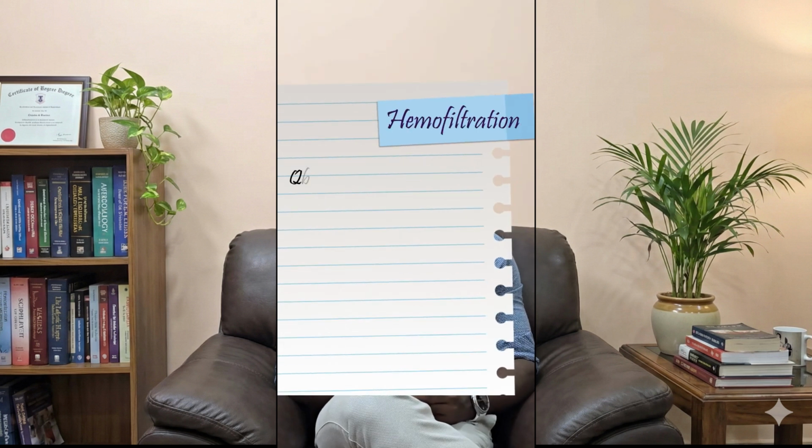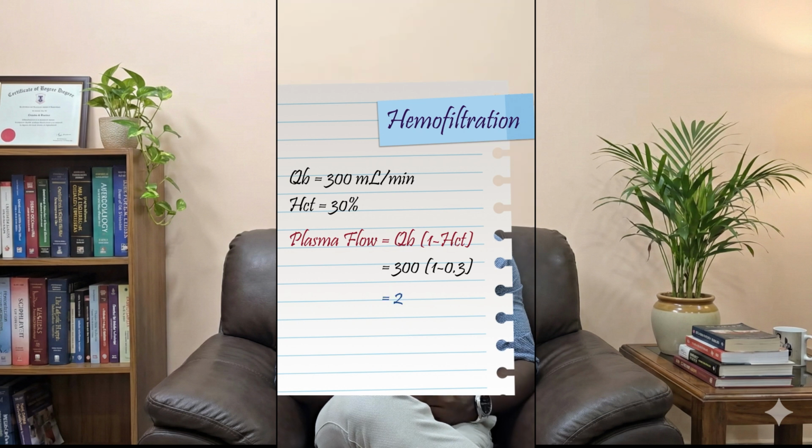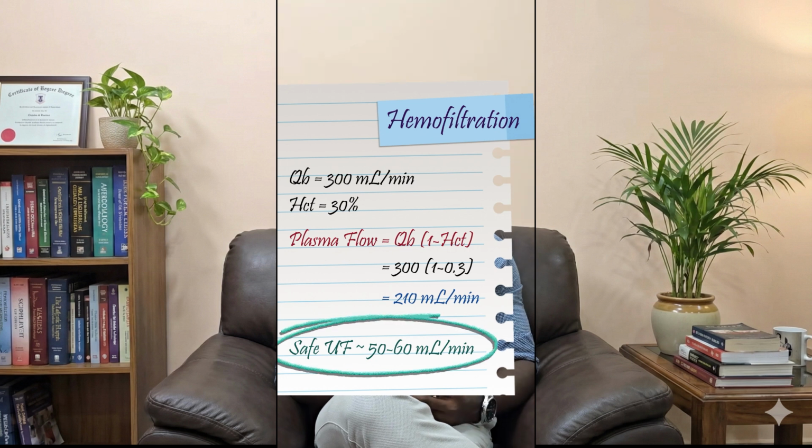Now let's see how filtration fraction influences hemofiltration clearance with an example. Let's say we are keeping the blood flow as 300 ml per minute and the patient's hematocrit is 30%. Now his plasma flow would be QB × (1 − hematocrit), which is 300 × (1 − 0.3), and that's 210 ml per minute. And we have seen the safe filtration fraction limit is below 25 to 30%. If we apply it here, safe filtration is only 50 to 60 ml per minute. And that's the clearance in hemofiltration.